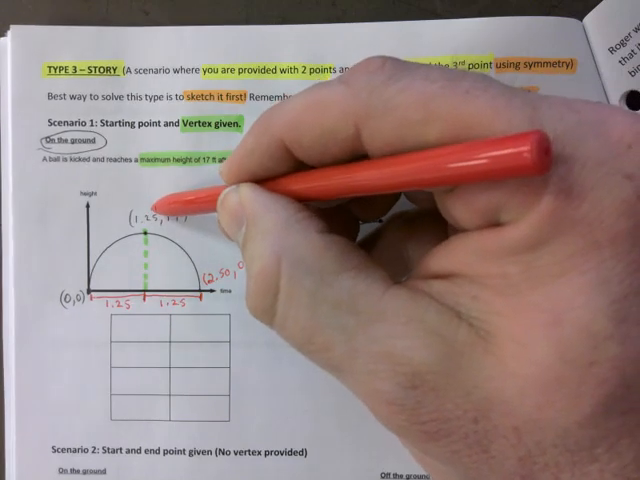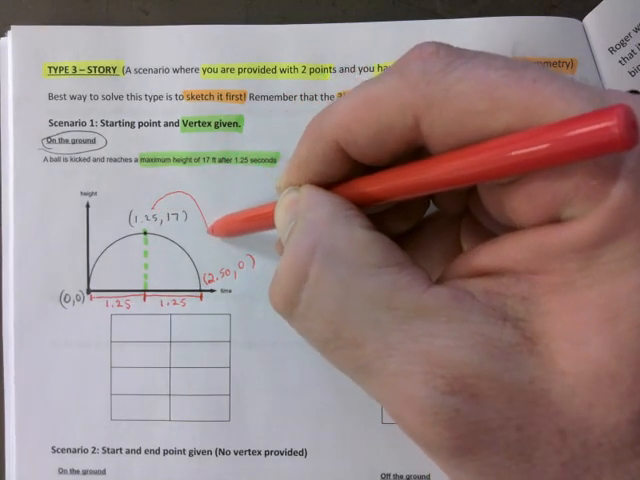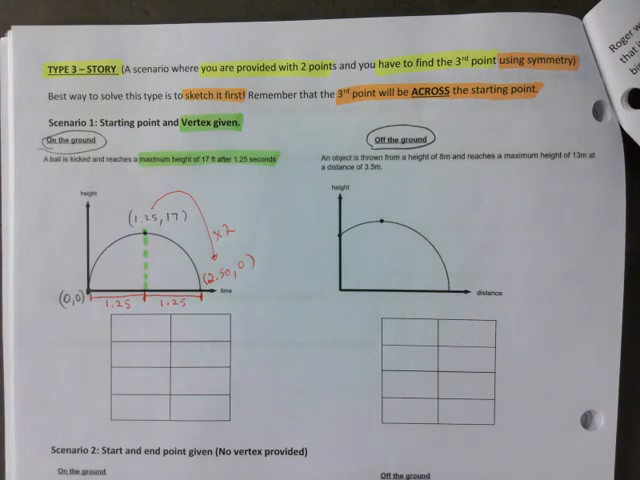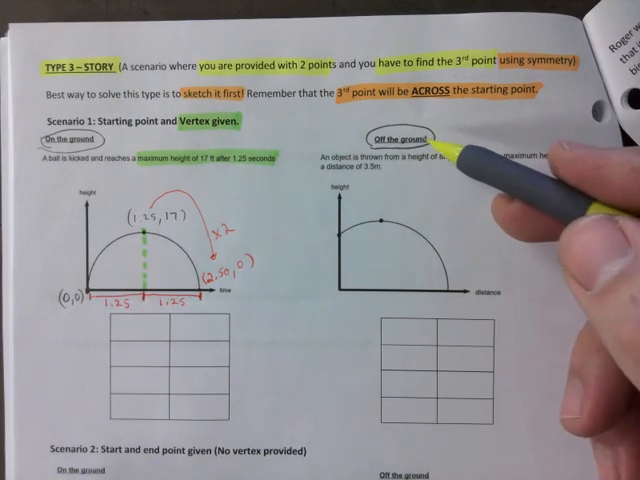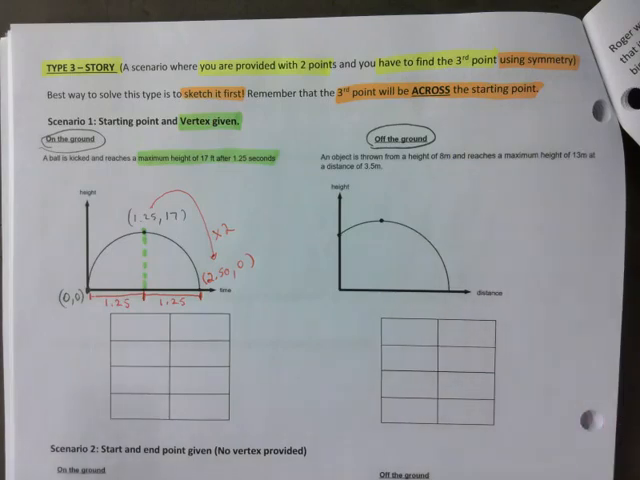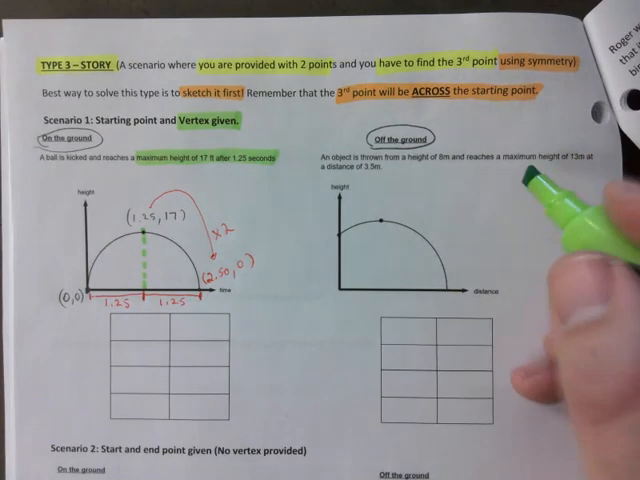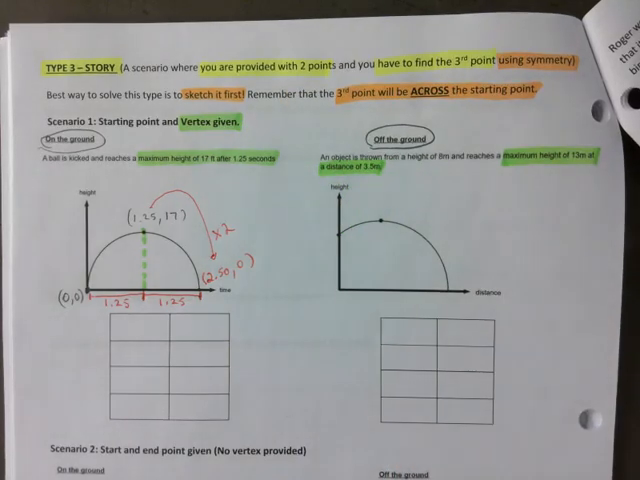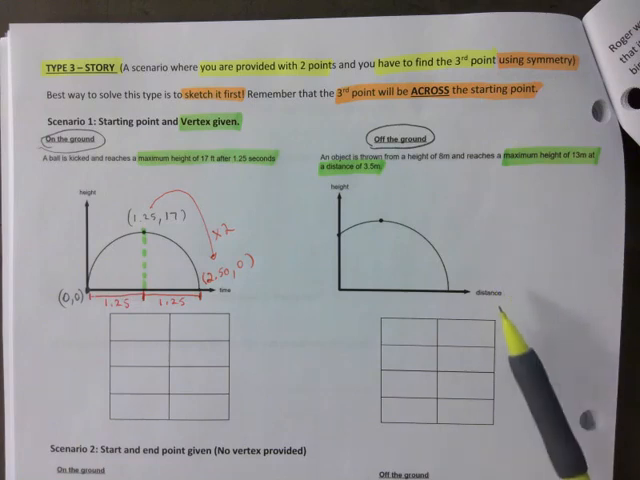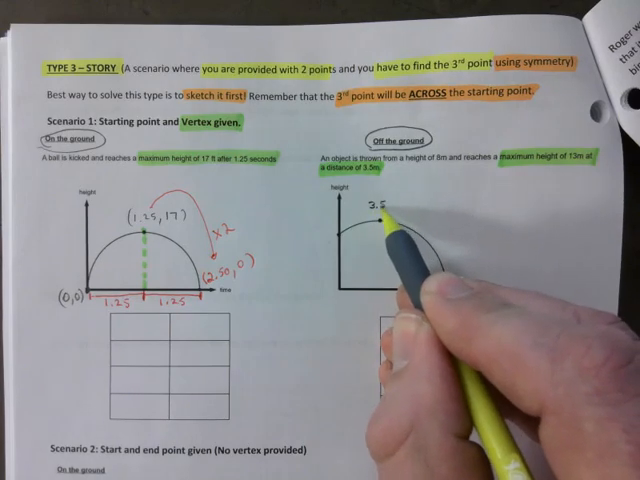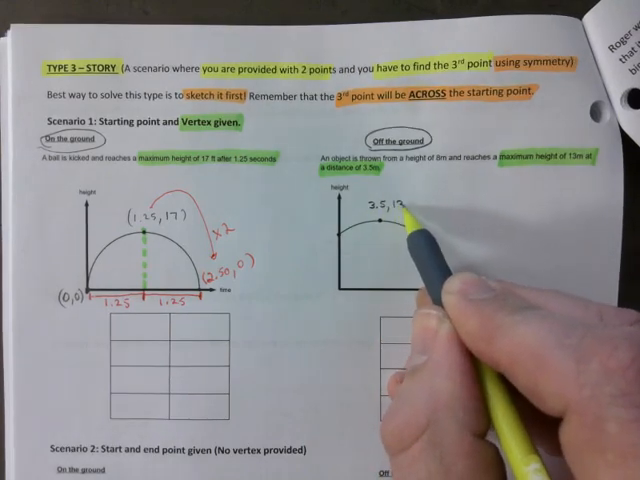And quite often, the easiest way to do it is just take the x value of the vertex and just multiply it by 2. You get that. So what if it's off the ground? So an object is thrown from a height of 8 meters, reaches a maximum height, there's your vertex again, reaches a maximum height of 13 meters at a distance of 3.5 meters. Distance is the horizontal move, so that means that this is going to be 3.5 and this is going to be 13.